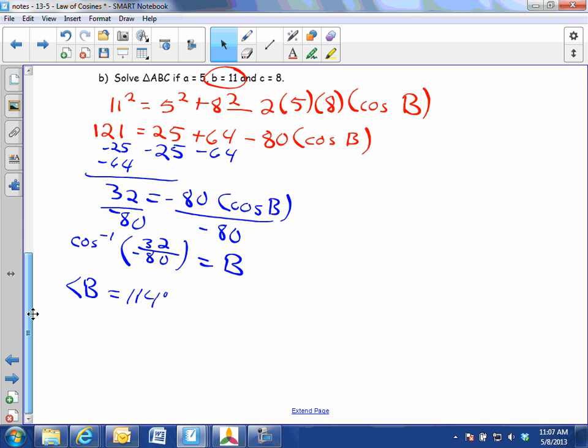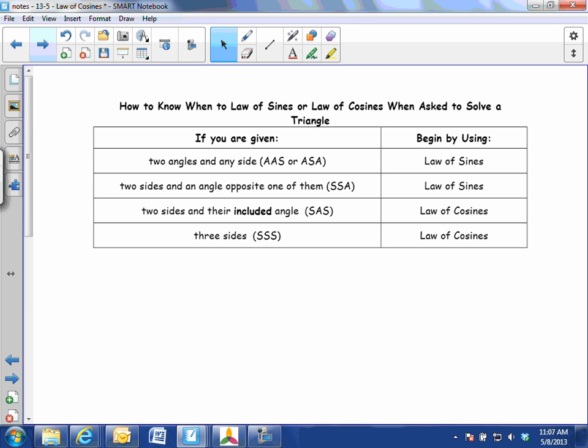Okay, I got one more thing I want to point out. So how to know when to use either the law of sines or the law of cosines. If you are given two angles, it doesn't matter if it's angle-angle-side or angle-side-angle, you start with the law of sines. If you are given two sides and an angle opposite them, you use the law of sines. If you are given side-angle-side, the angle in the middle, use law of cosines, and if you get side-side-side, start with law of cosines.